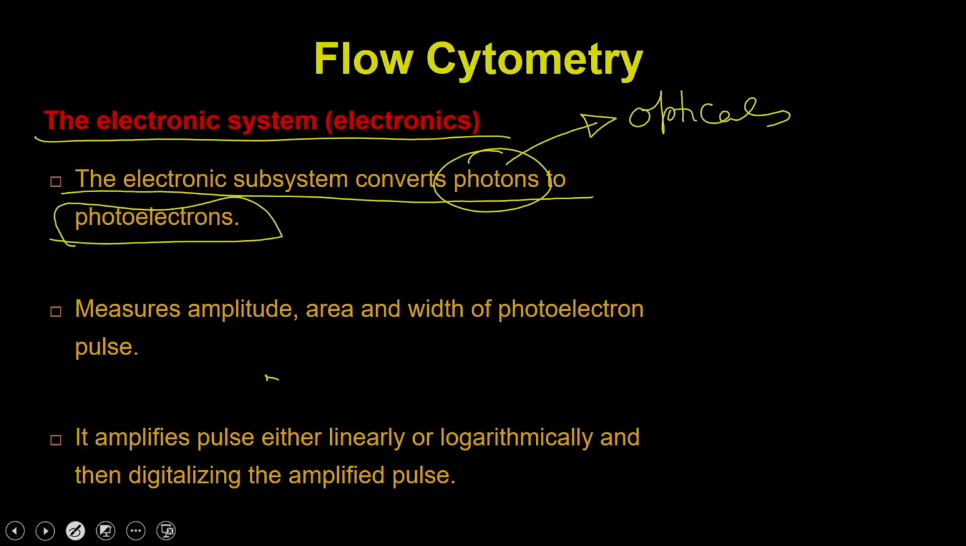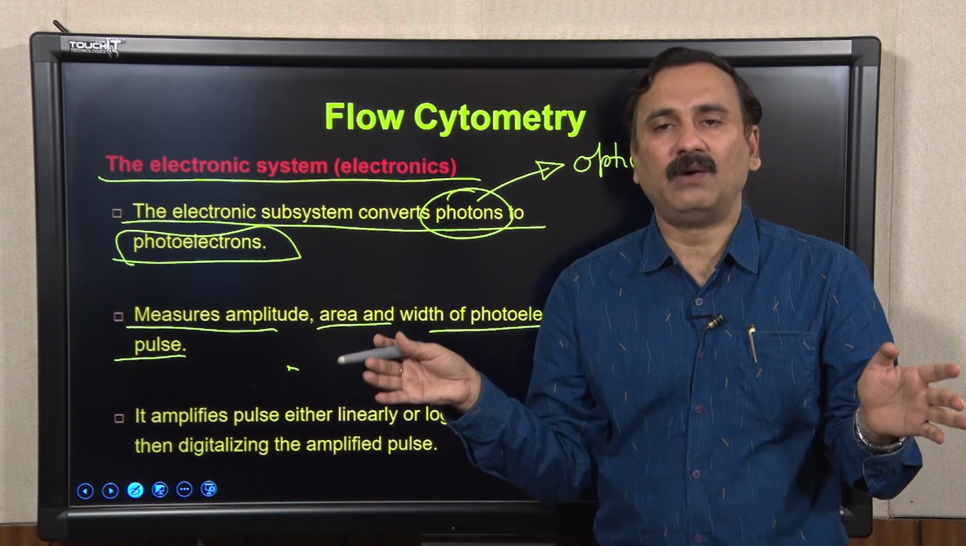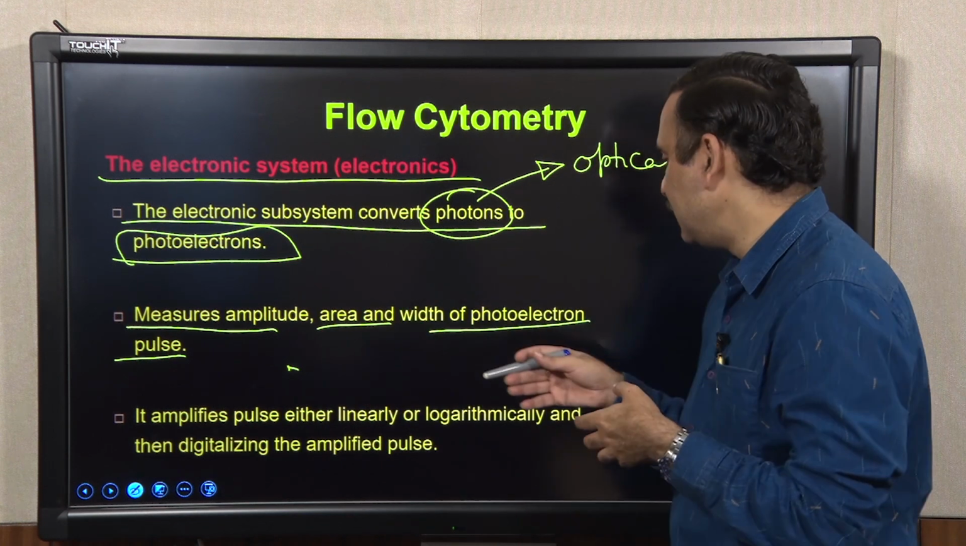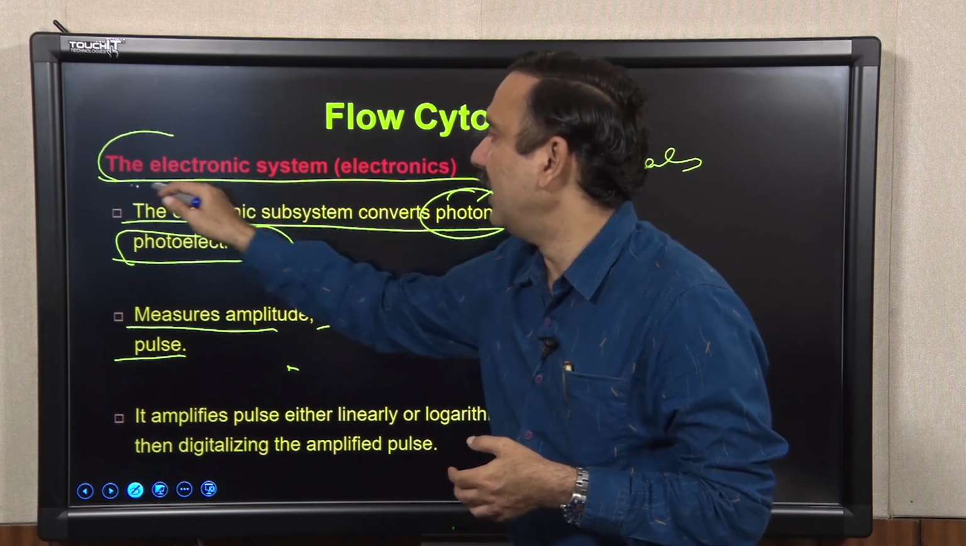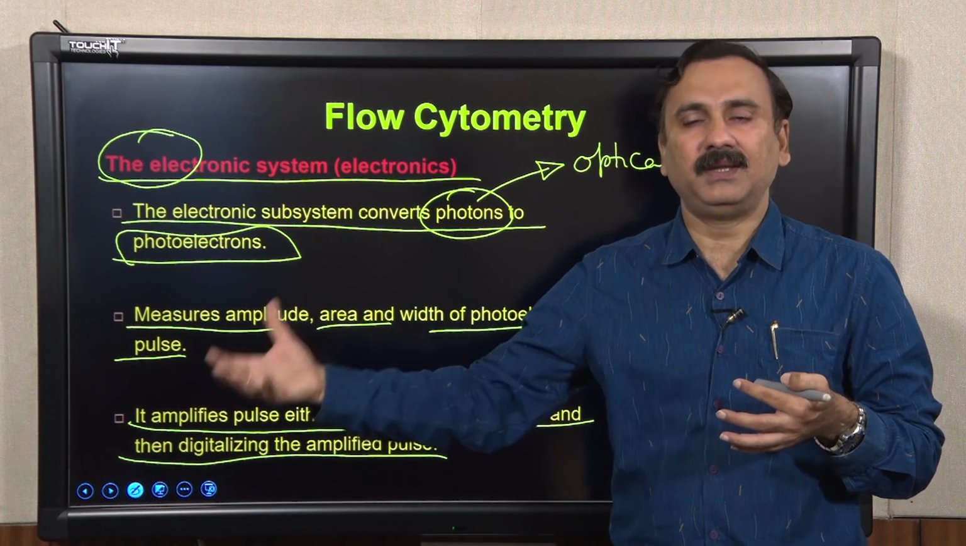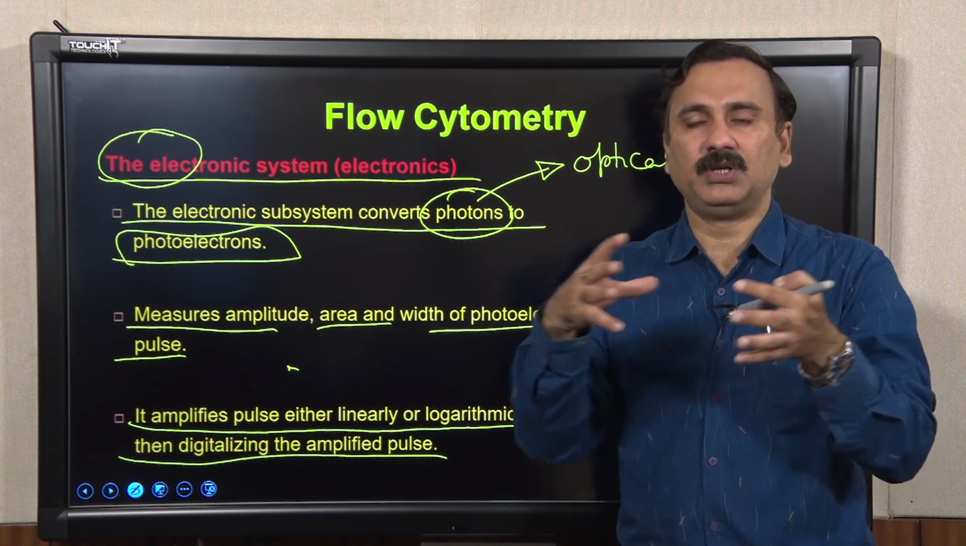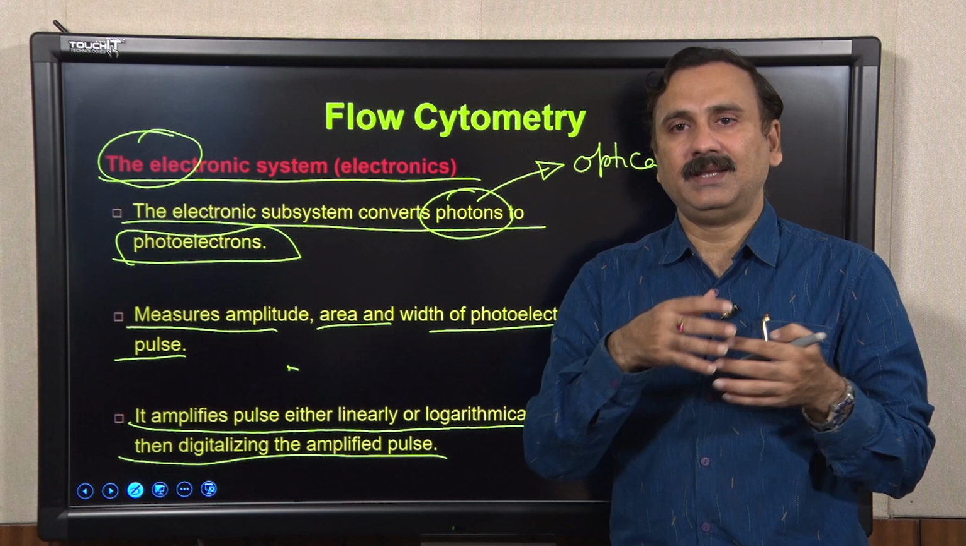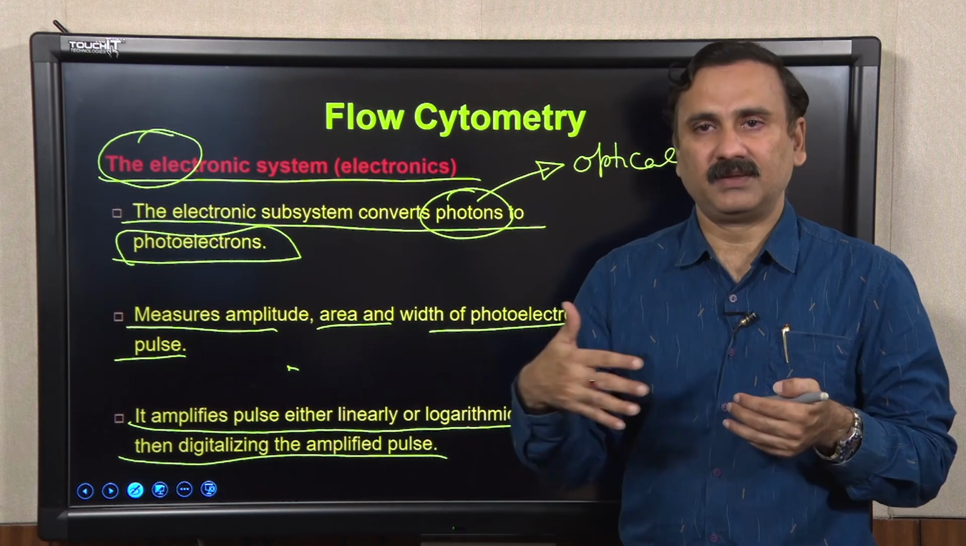It allows you to measure the amplitude, area and the width of the photoelectron pulse, which means what is the height of this particular signal, what is the area of this particular signal, and how many signals you are getting. That is the purpose of having the electronic system. It amplifies the pulse either linearly or logarithmically and then digitizes the amplitude pulse. So, the electronic system is only to take the signal from the optical system and convert that into a readable count, which is visualized by the person who is doing the experiments.